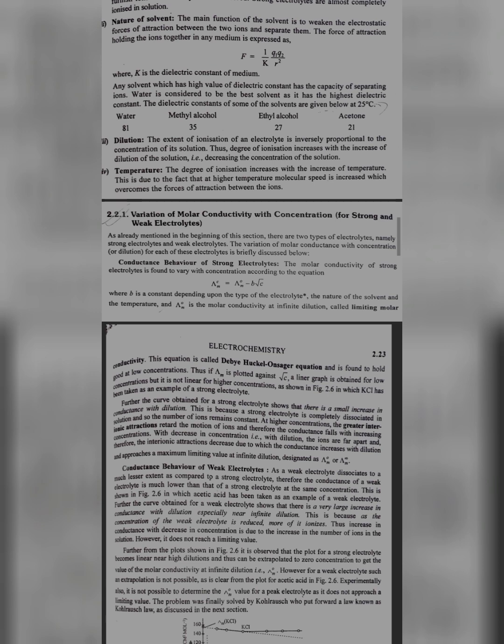Variation of molar conductivity with concentration for strong and weak electrolytes. As already mentioned in the beginning of this section, there are two types of electrolytes, namely strong electrolytes and weak electrolytes. The variation of molar conductance with concentration for each of these electrolytes is briefly discussed below. Conductance behavior of strong electrolytes.